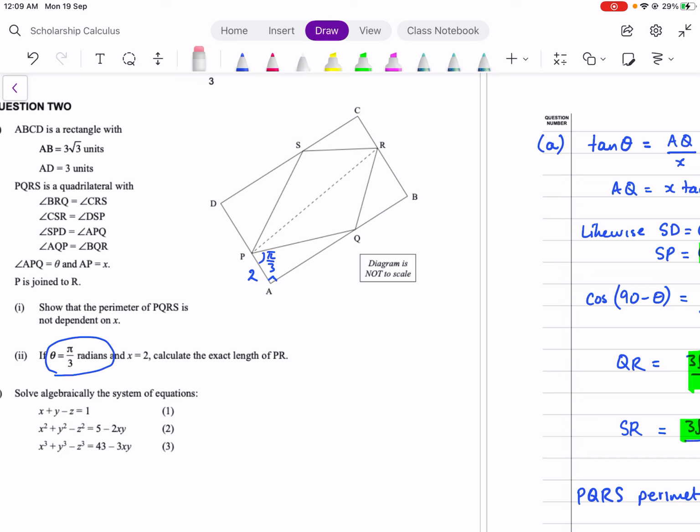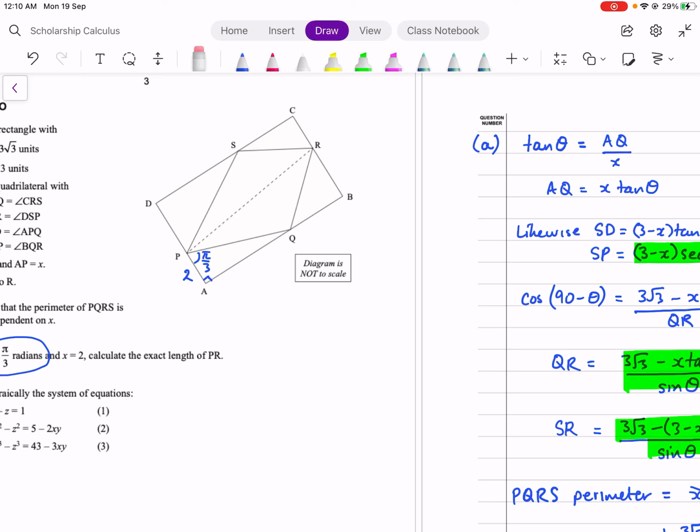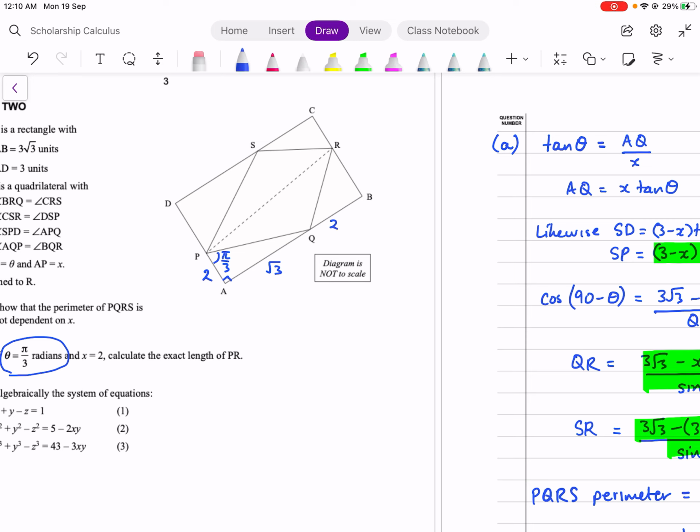It's AQ, remember AQ is equal to x tan theta, so tan of pi over 3, which is root 3, so this one here becomes root 3. We know AB is equal to 3 root 3, so this is definitely not drawn to scale. It's 2 root 3. Pi over 3 is 60 degrees, so this makes this pi over 6, 30 degrees, that's pi over 6.